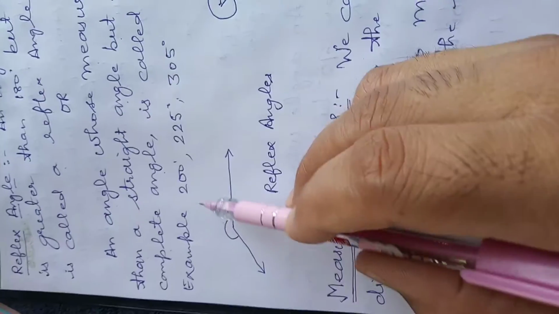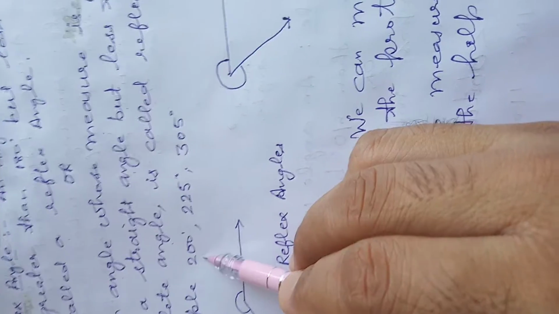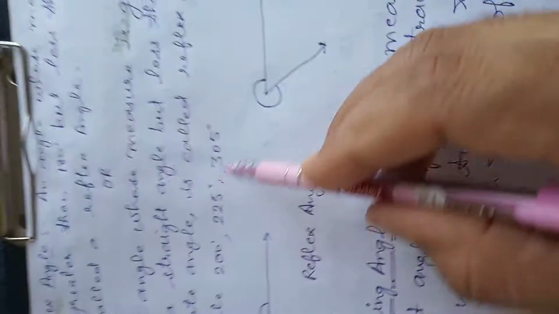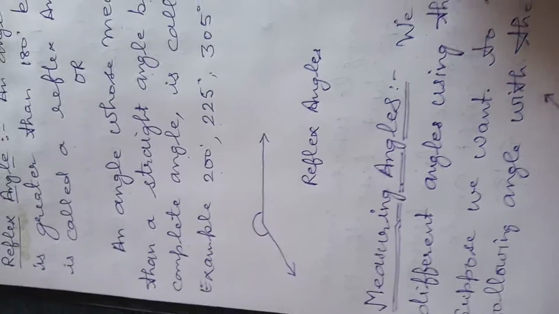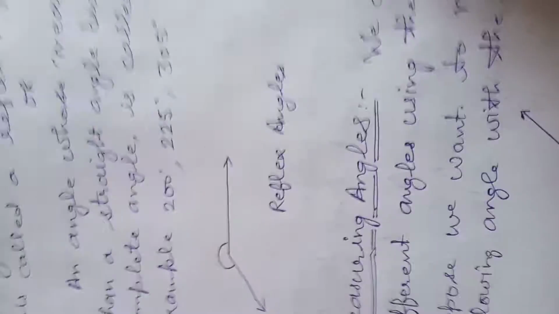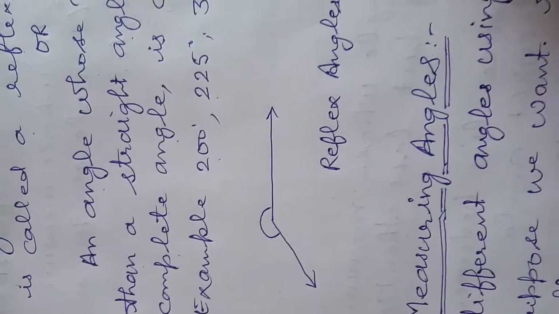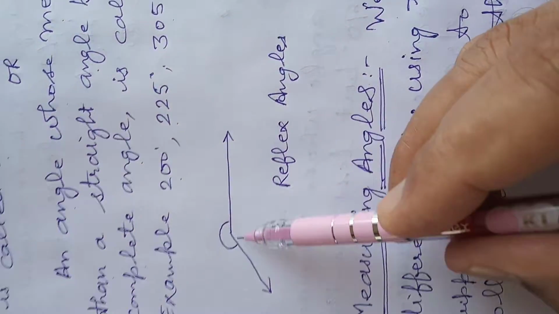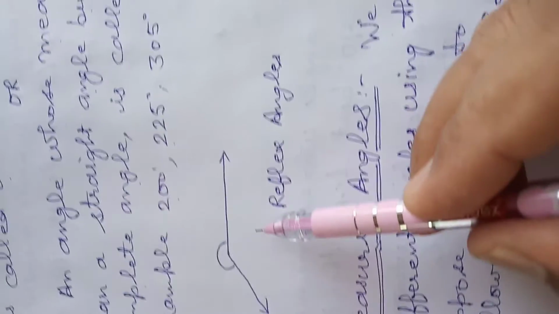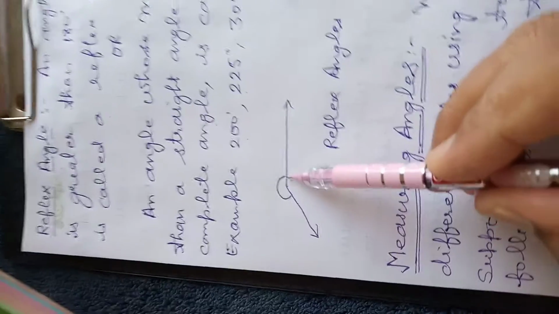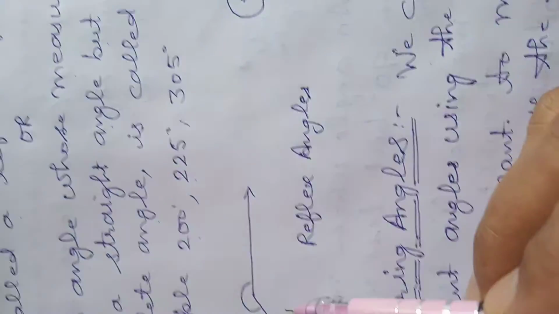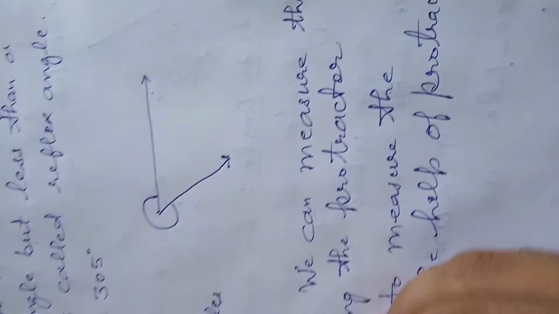Examples of reflex angles are 200 degree, 225 degree, 305 degree, etc. You can write some more examples of reflex angles. Now, how does a reflex angle look? A reflex angle looks like the angles given in these figures. These are reflex angles whose measure is greater than straight angle but less than complete angle. These two are the shapes of reflex angles.